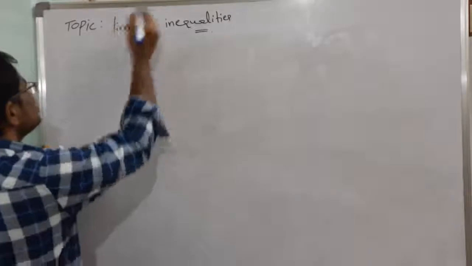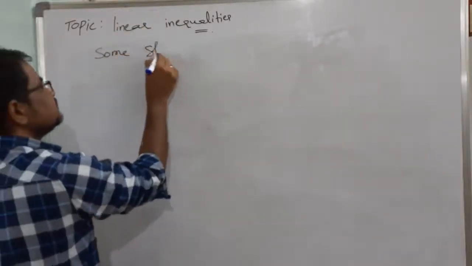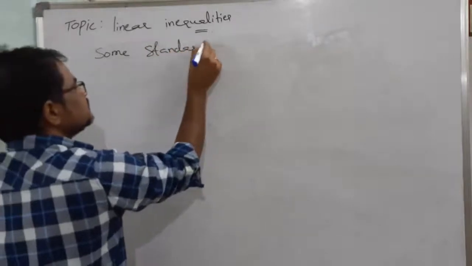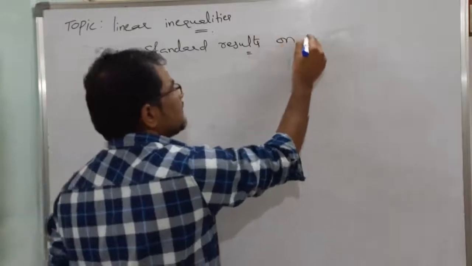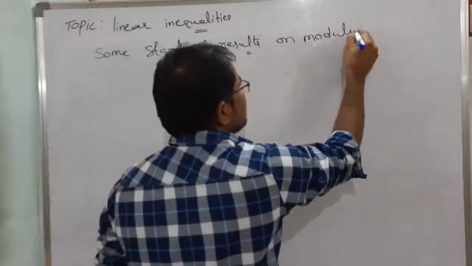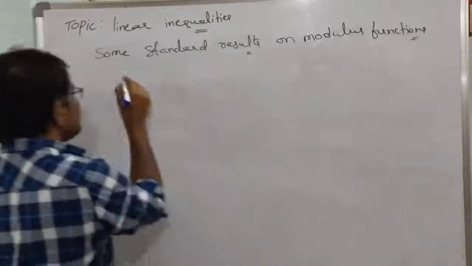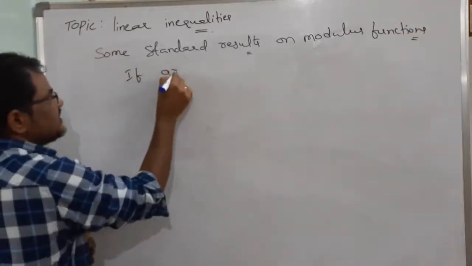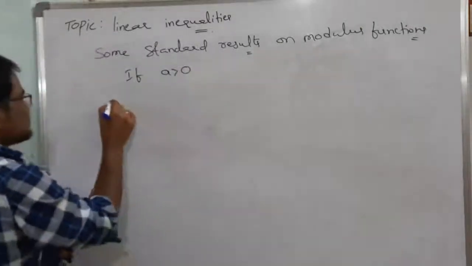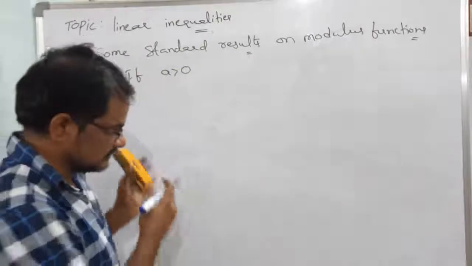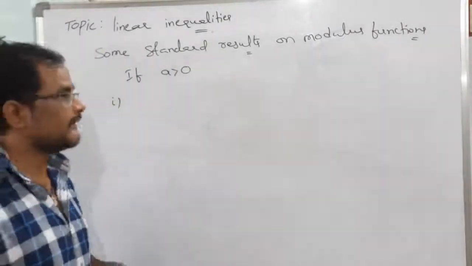First one, some standard results on the modulus function. First one, suppose a is a positive real number, any positive real number. These conditions are most important.